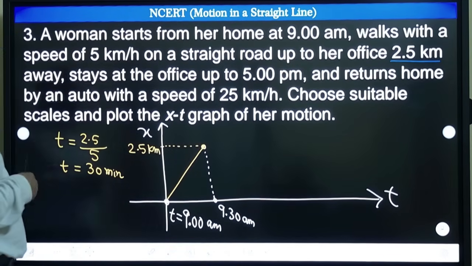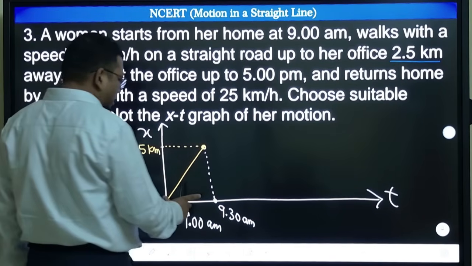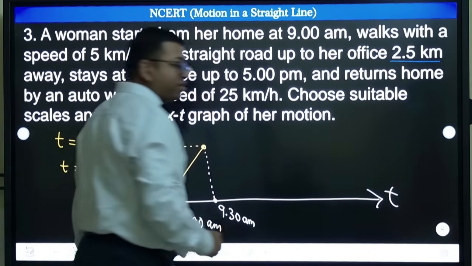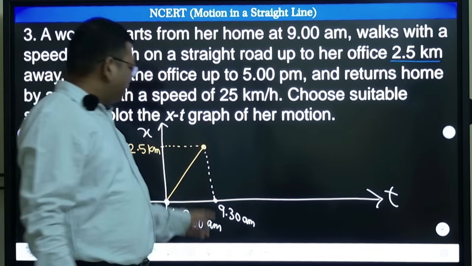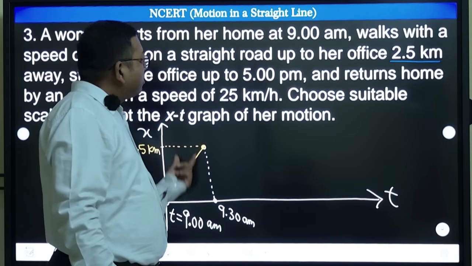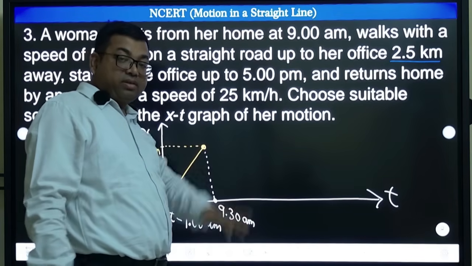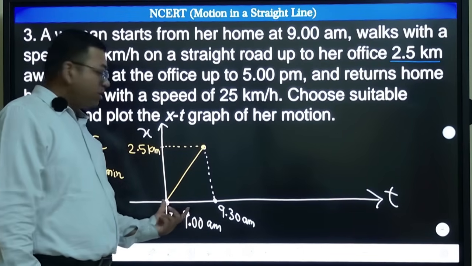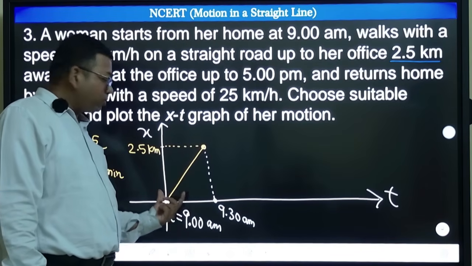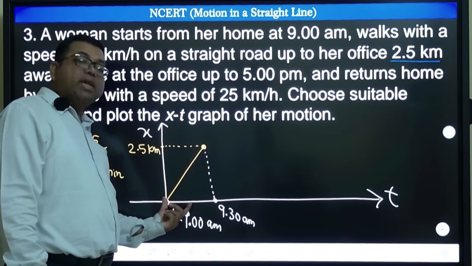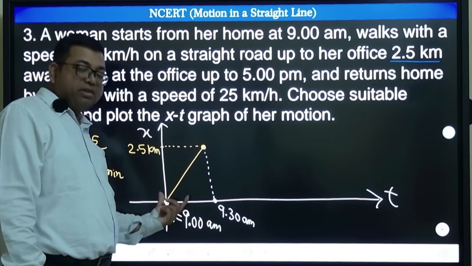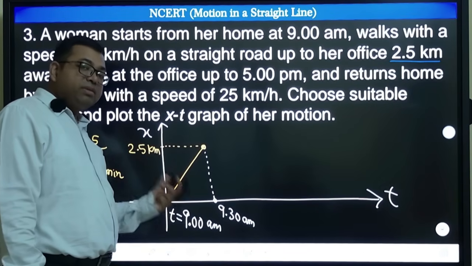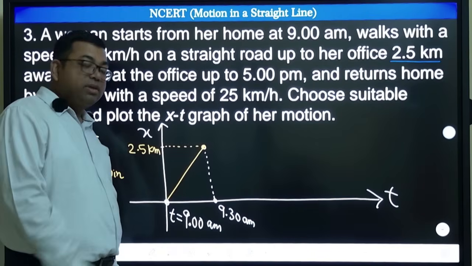Then what else? She stays at the office up to 5 p.m. Now you should know that suppose you are drawing this scale, this scale is going to be very large. Why? Because this is half an hour only, and you have to show up to 5 p.m. So many hours difference. So you have to choose this scale properly on the graph. Suppose you choose 3 centimeters to represent 30 minutes. Each centimeter will represent 10 minutes.